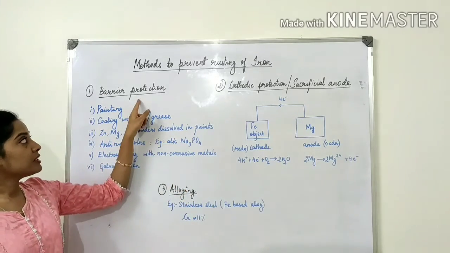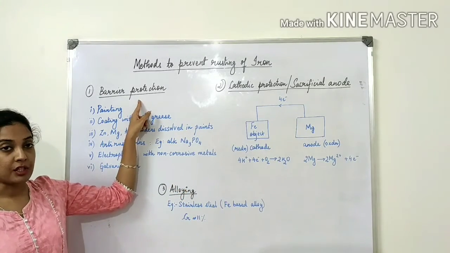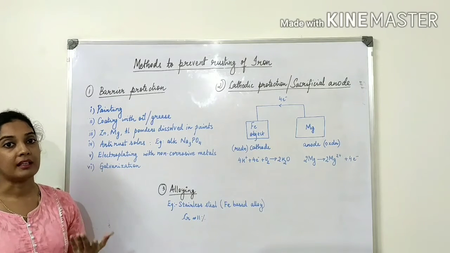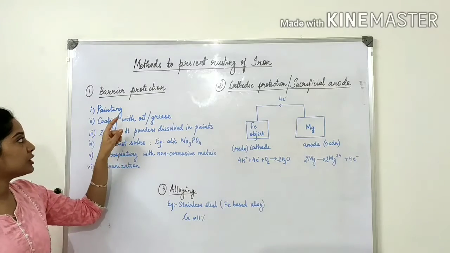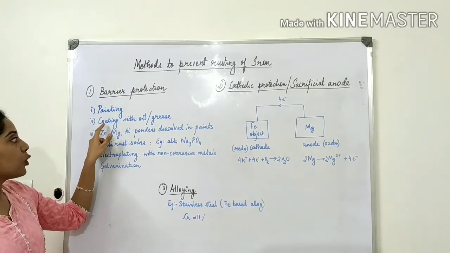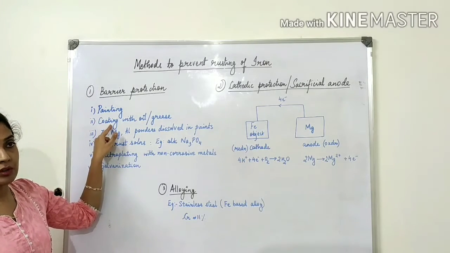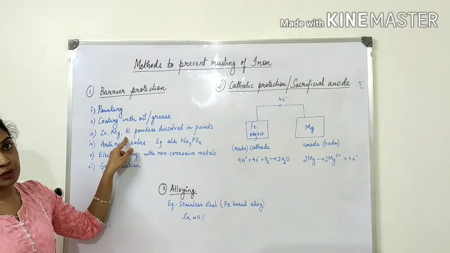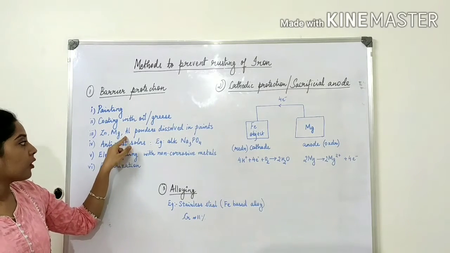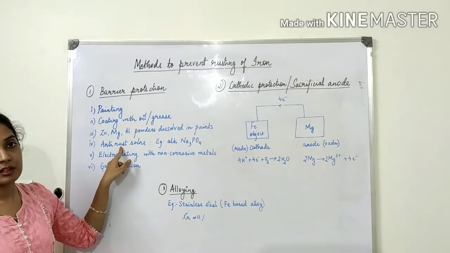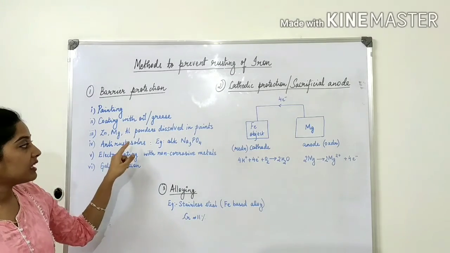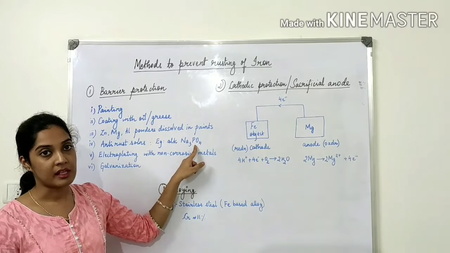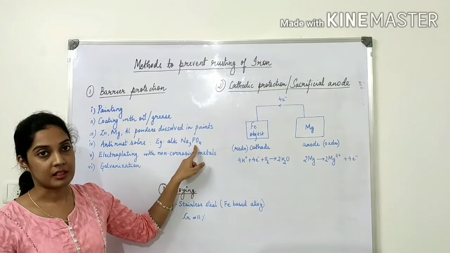In the first method, which is barrier protection, a barrier is created between the iron object and the atmosphere. This can be achieved by painting, coating the object with oil or grease, metal powders dissolved in paints coated onto the metal, or using anti-rust solutions. Alkaline solutions of certain phosphate and chromate salts act as anti-rust solution.